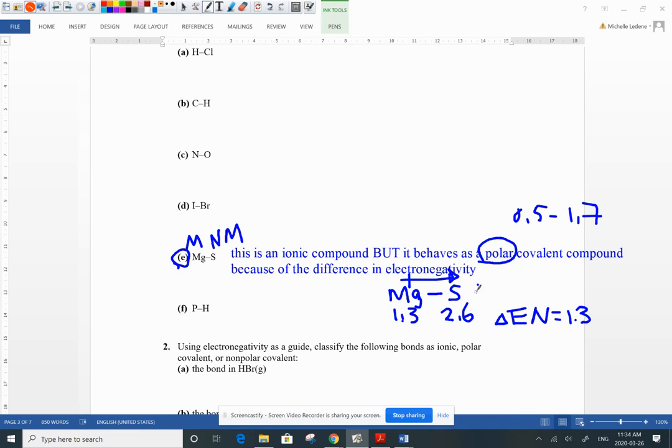So here we see the more electronegative atom, where the electrons are spending most of their time, and the more partial positive magnesium. It acts like a polar covalent compound, even though we know it is an ionic compound.